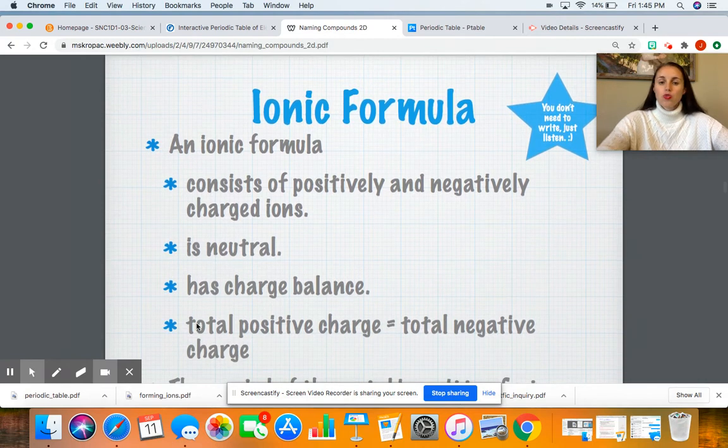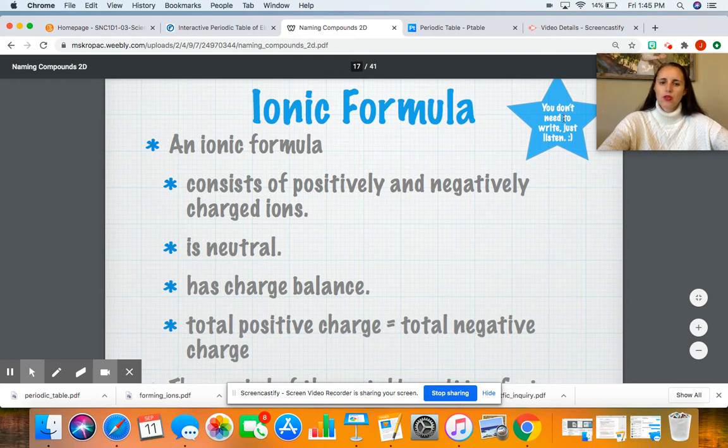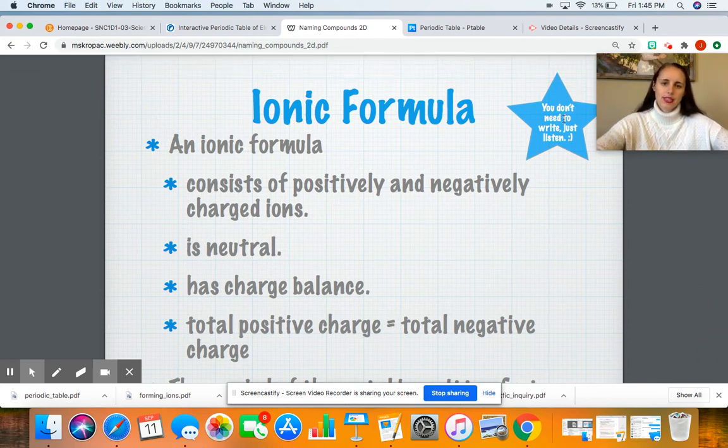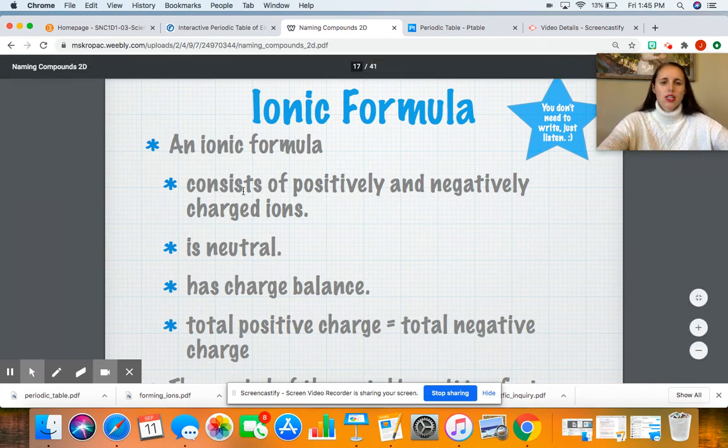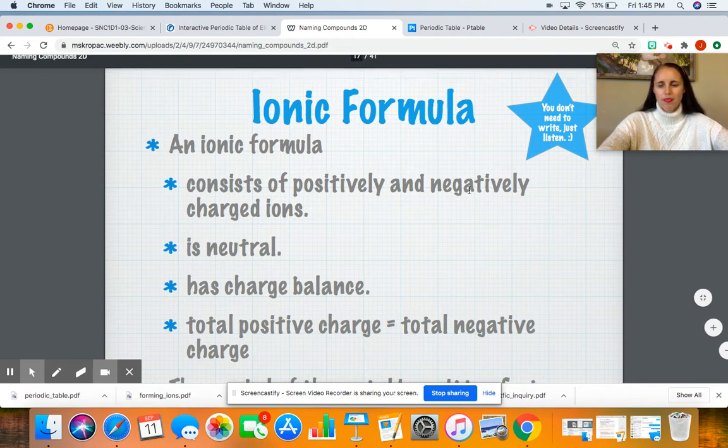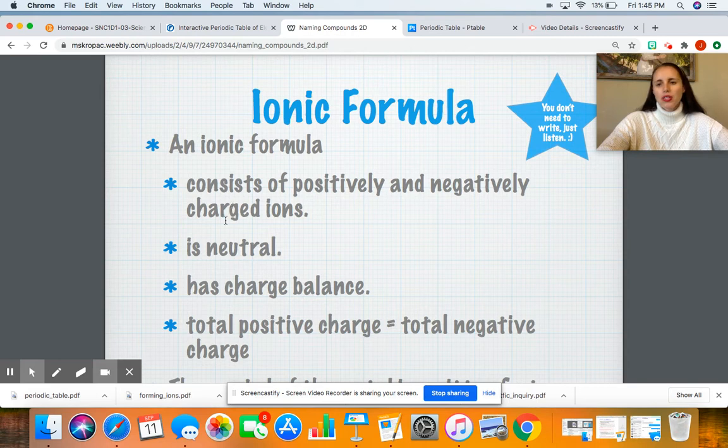So we're just going to remind ourselves a little bit about ionic formulas. You don't have to include this part in your notes. We're just going to do a brief recap of what we did in the lesson before this. An ionic formula or an ionic compound is going to have a positively and a negatively charged ion. Overall, the compound itself is neutral.